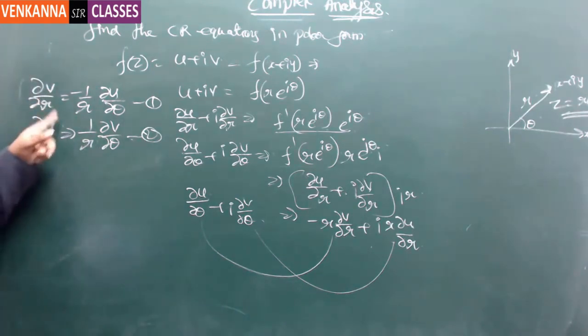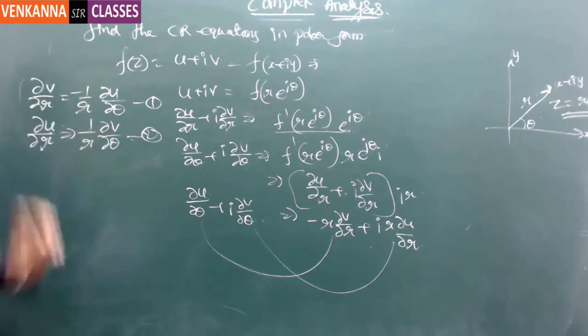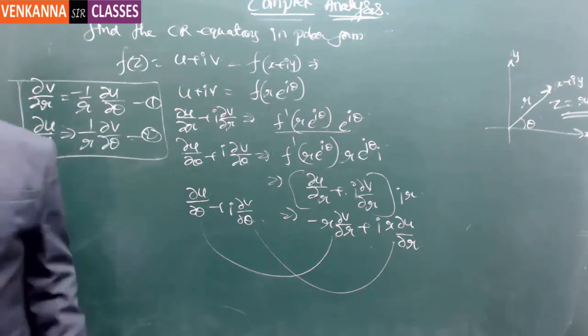So ∂v/∂r is equal to minus 1 by r into ∂u/∂theta, and ∂u/∂r is equal to 1 by r into ∂v/∂theta. These are the CR equations in polar form. You can note down this.